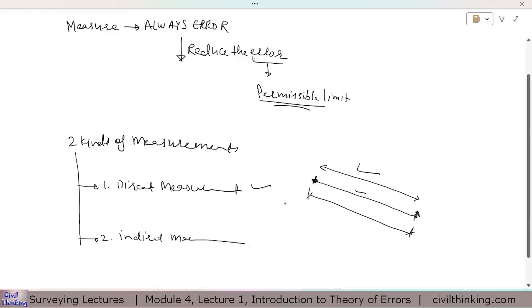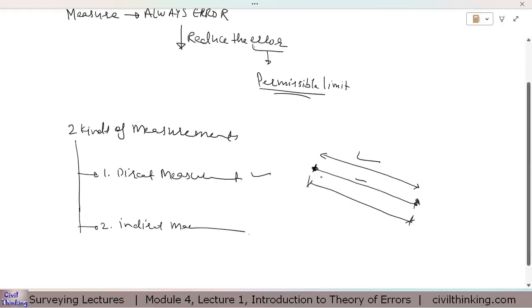But sometimes we will not be able to throw the chain or tape between these two points because there might be some obstruction. For example, say we have an obstruction here, so we cannot throw the chain from this point to this point. So we measure the distance indirectly: maybe we measure this distance, then some angles, and all of that. When we measure indirectly, that is called indirect measurement.